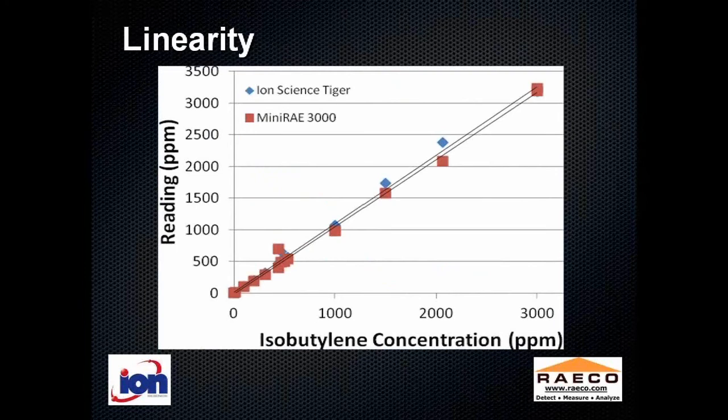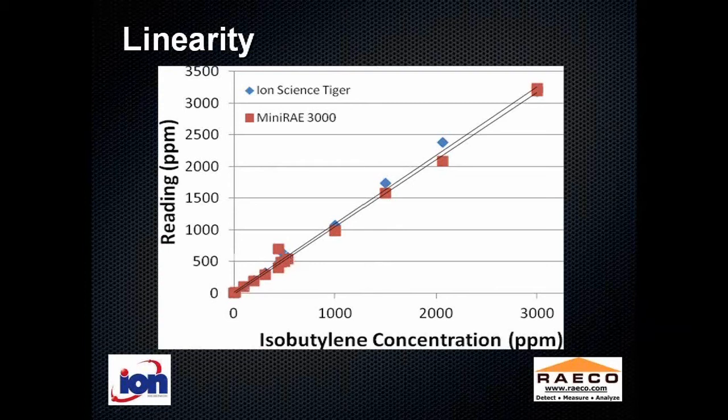Linearity is quite good, particularly in this range, 0 to 3,000 ppm. And by 0, I mean all the way down into the ppb range. So you can't even see that on this scale. But all the way down to 10 ppb, the response is quite linear. Modern PIDs are all pretty good in this range.